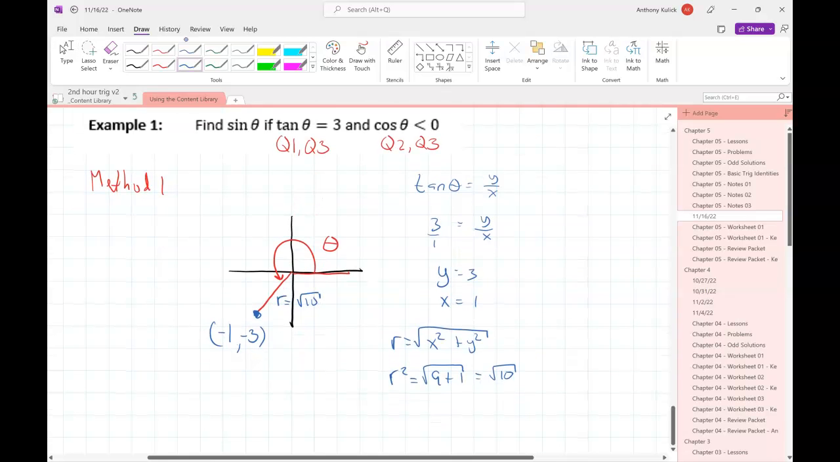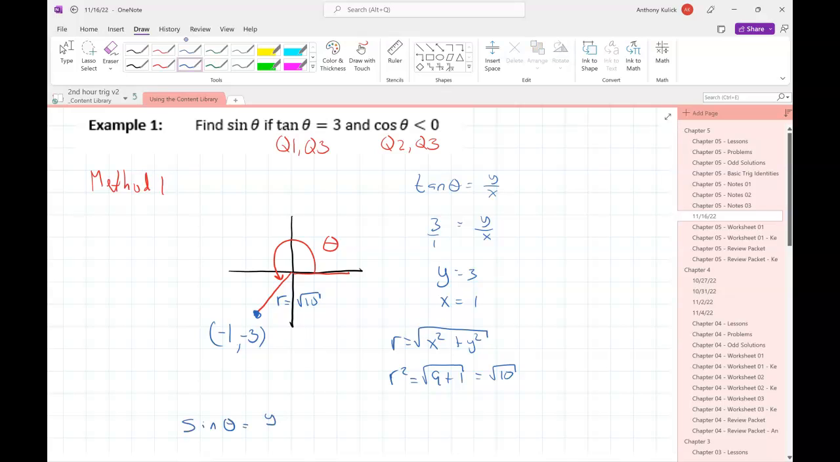Okay. And if I use that point on the terminal side of a standard position angle definition, I know sine is y over r. So I have everything I need to get sine. Everybody okay with that? You guys vaguely remember doing that? It was a long time ago, but we did that.